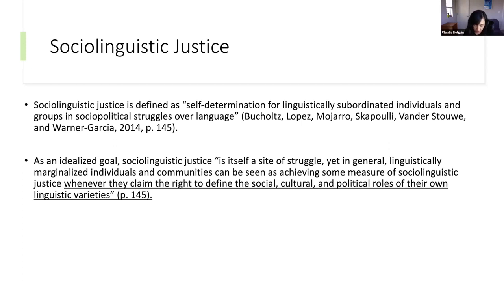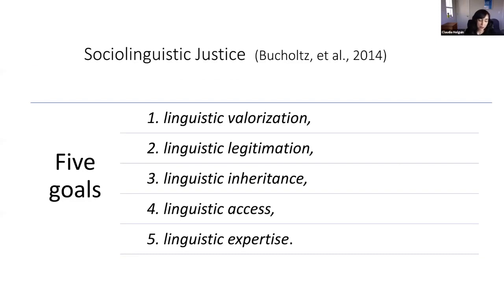Drawing from their own experiences with their own community-based program, these authors propose 5 potential goals that can advance sociolinguistic justice by challenging language ideologies that prevent society's valorization of linguistic varieties and their speakers. The 5 goals for sociolinguistic justice are linguistic valorization, legitimation, inheritance, access, and expertise. And we were taking all of these into account in developing this pedagogical approach.